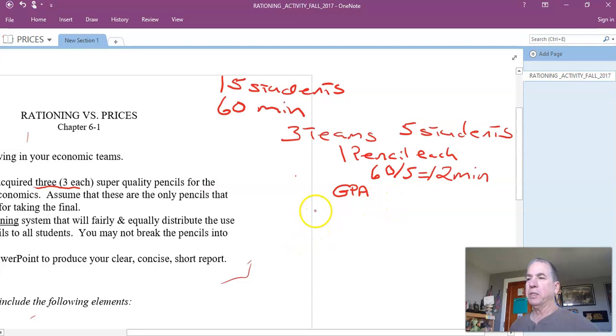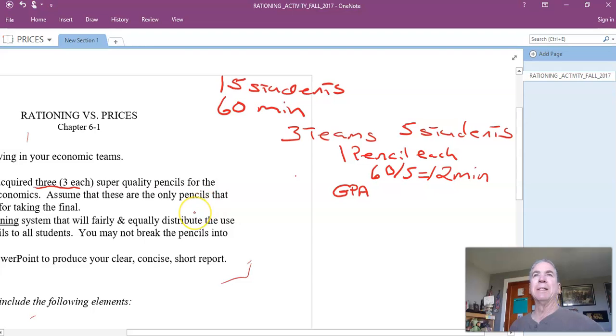You could create a system where you have your 3 teams and 5 students, and you pass the pencil around. Everybody reads ahead on the questions, and then you just keep passing the pencil around to mark the answers and try to remember them as best you can. So there's different ways that you can come up with this situation.